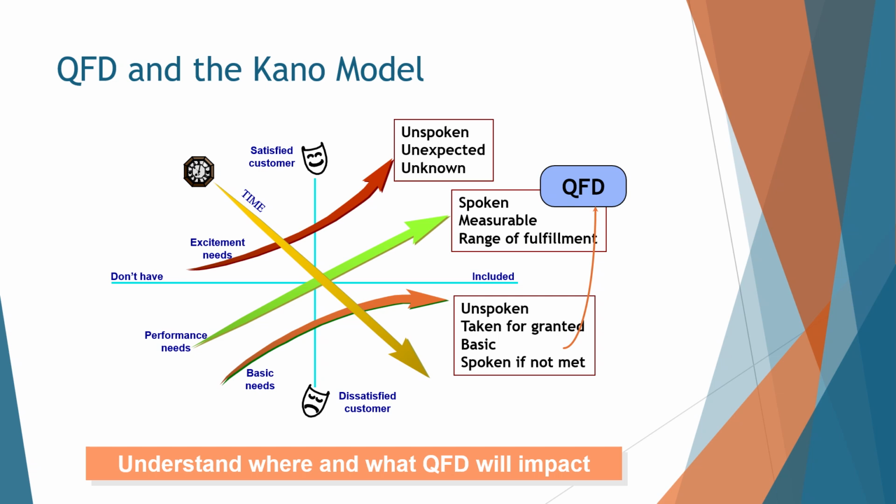So the perks are the unspoken, the unexpected, the unknown. Then you have the spoken, measurable range of fulfillment. This is what the customers are expecting from your product, service, or app. And then you have the basic work, which is basically the unspoken, taken for granted, basic, spoken if not met. Understand where and what QFD will impact.